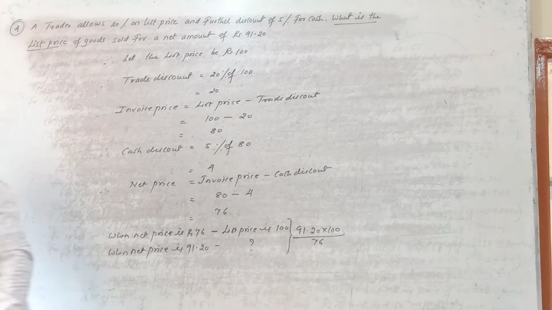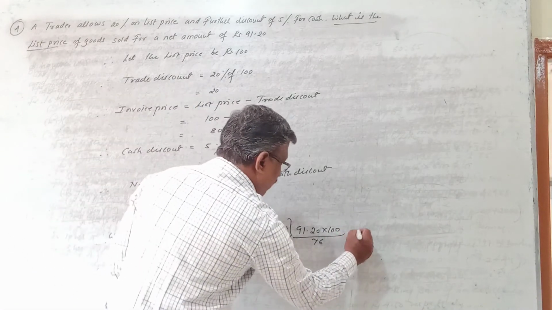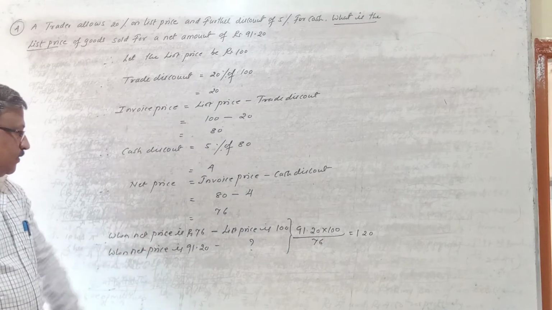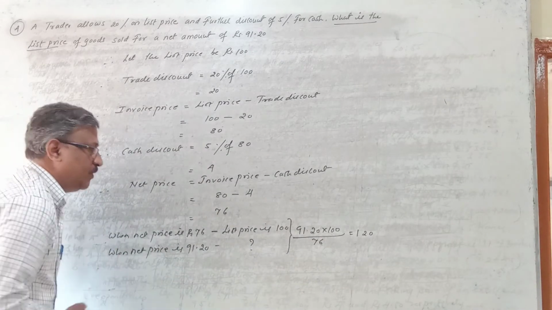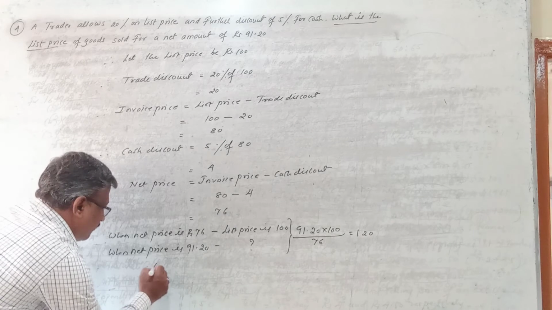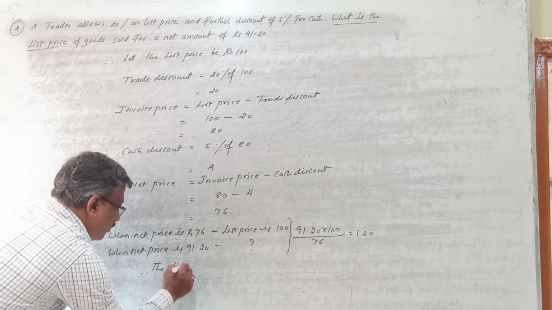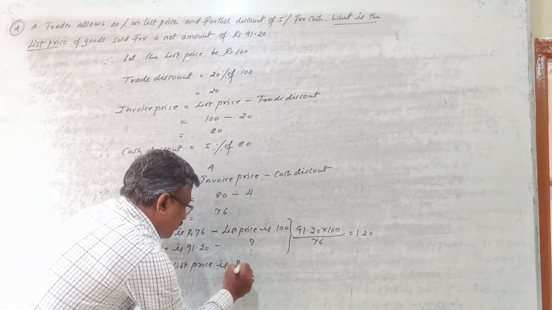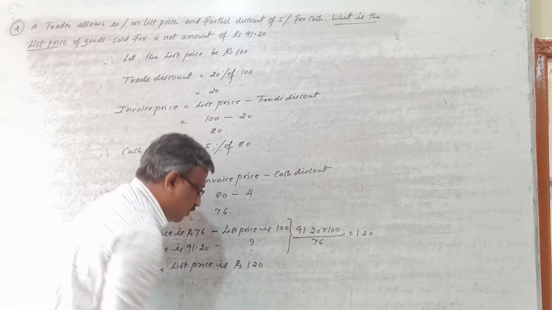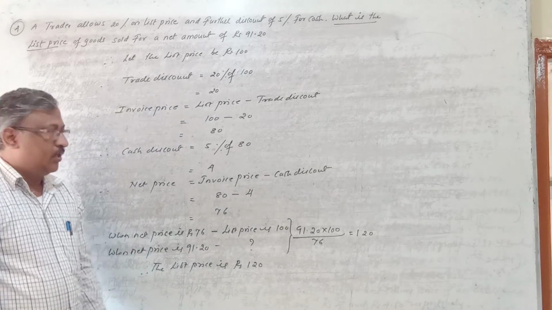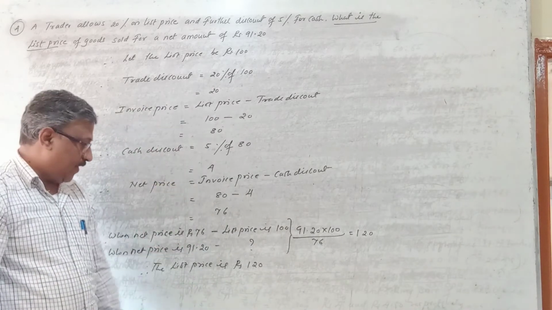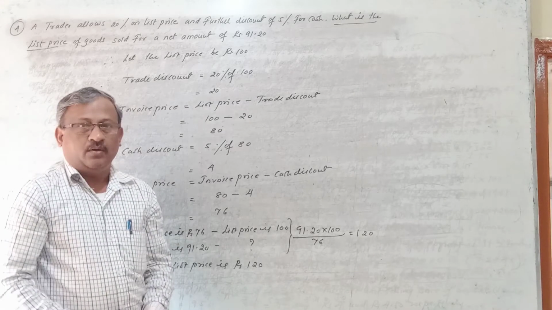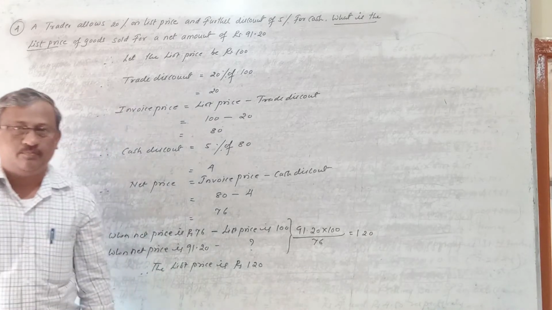So it comes to rupees 120. So what must be the lease price? It must be 120. So just below that you can write, therefore the lease price is rupees 120. So I hope this is clear to you all how to find out the lease price. Now we'll continue with the next problem.